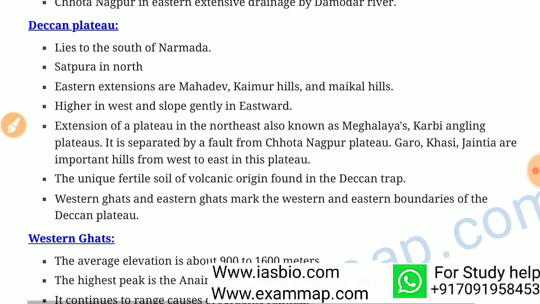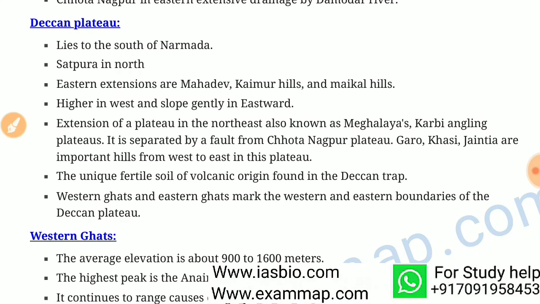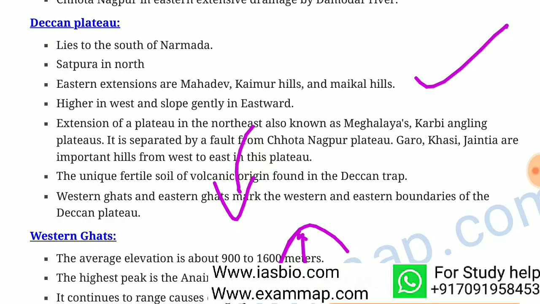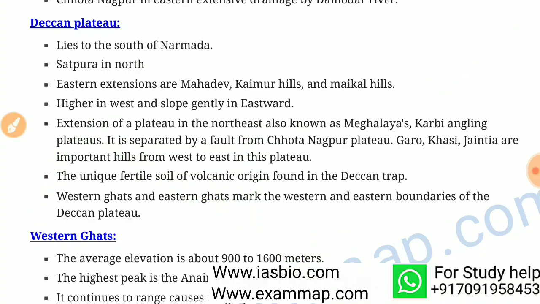Second part of this is Deccan Plateau, which is triangular shaped and lies to the south of Narmada and north to the Satpura. Eastern extensions are Mahadev, Kaimur Hills and Maikal Hills, higher in west and sloping gently in the eastward.